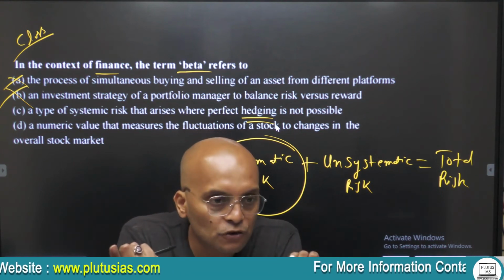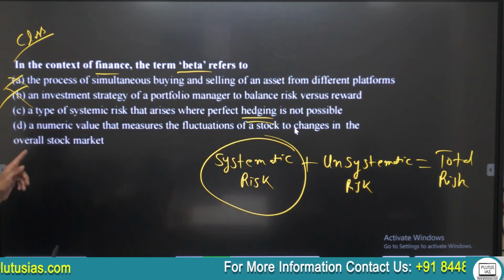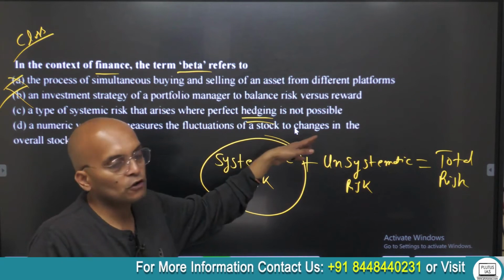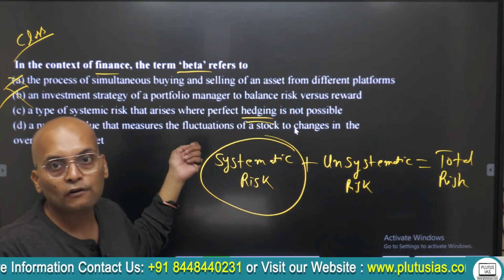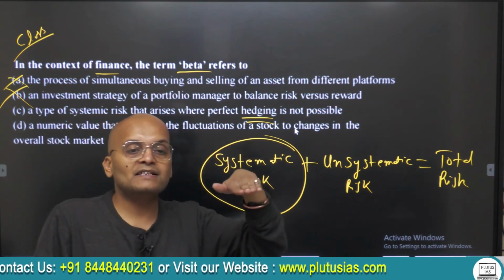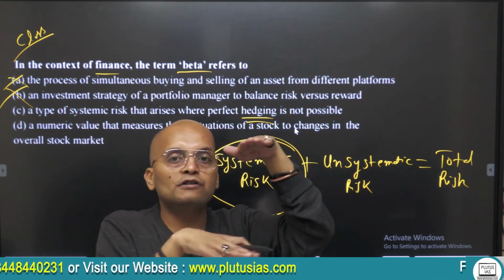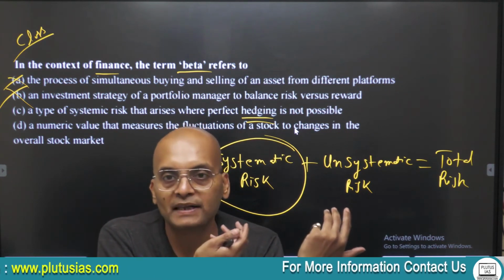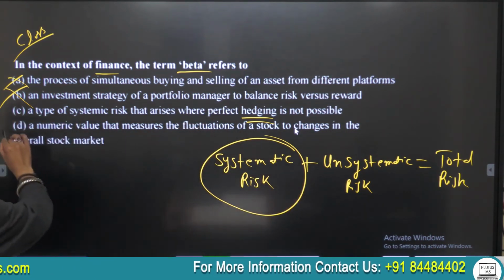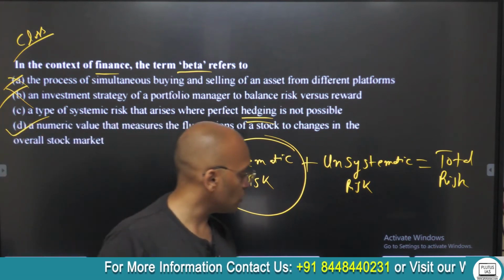By fluctuation of stock. So option 4, a numeric value that measures the fluctuation of stock in relation to the overall change in the stock market. Comparison between your stock and overall change in the stock market, that's how fluctuations are determined. So that's what beta does. So option D is the correct answer. Clear or not?